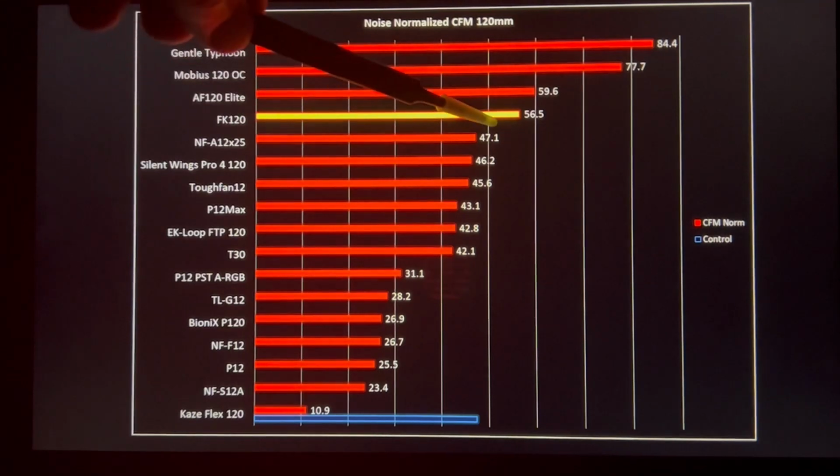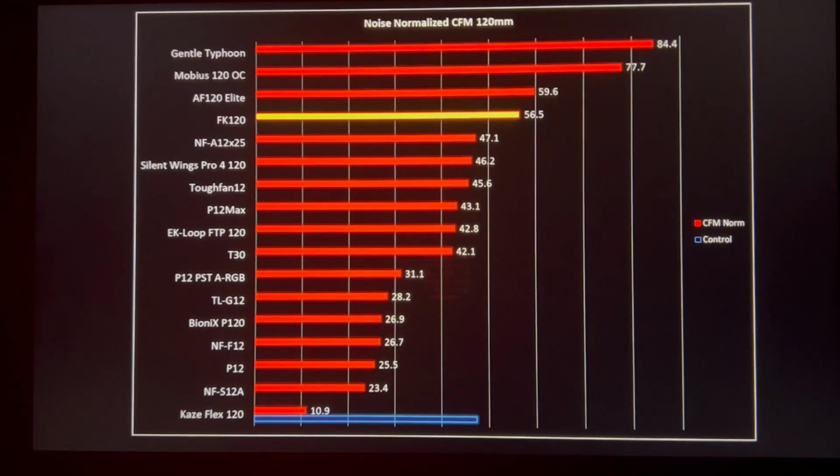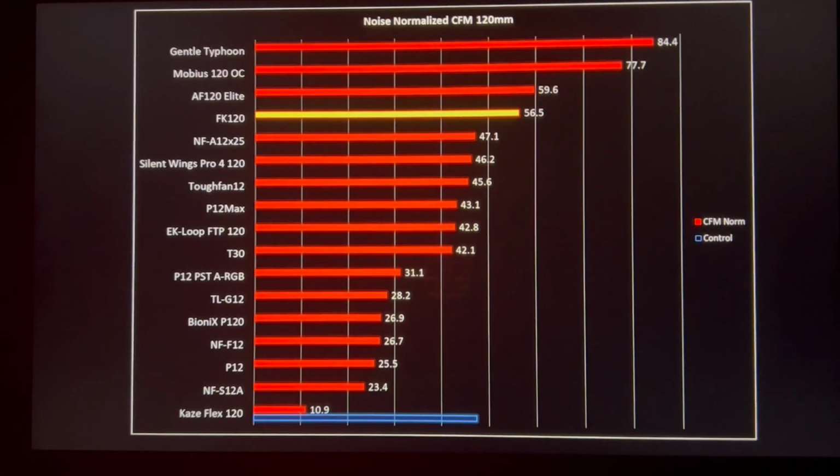There's the FK at 56.5. The AF120 Elite from Corsair beats it out just by a little bit, and the General Typhoon is right there at the top. Here's the Silence 4 Pro 120. And let's see, here's the P12 from Arctic, and the blue line there is my control.